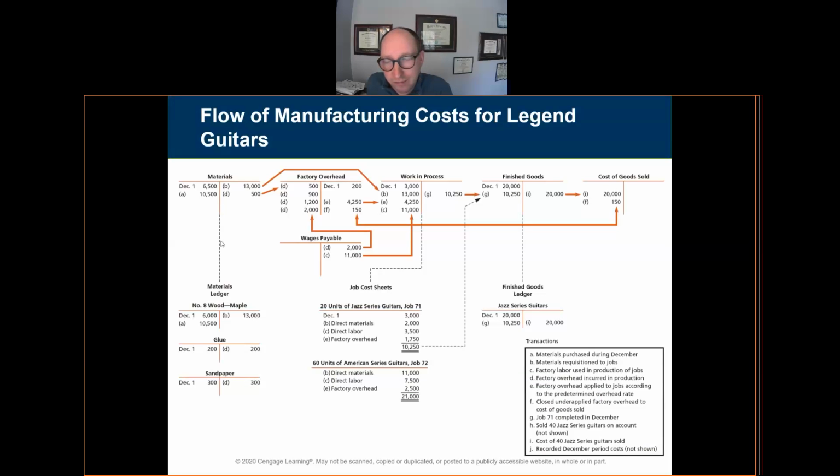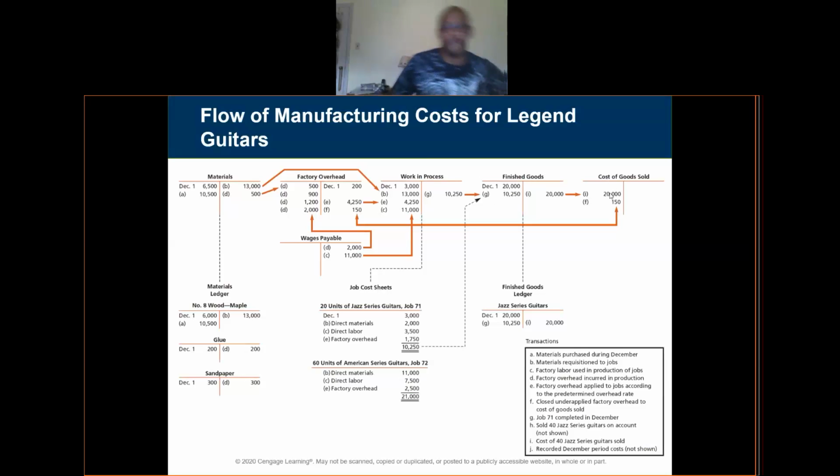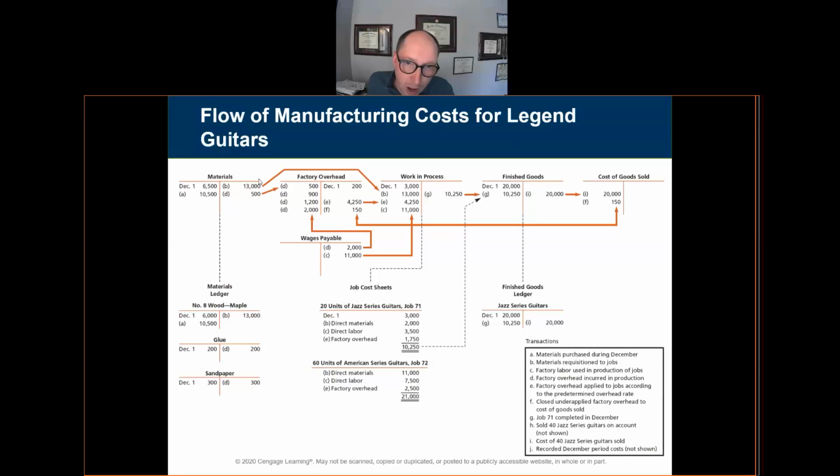I'm not a big fan of this particular slide because it's kind of jumbled, but you can see this kind of shows you the physical flow: out of materials into work in process, out of work in process into finished goods. When we sell it, it goes to cost of goods sold. And throughout that process, factory overhead is applied.